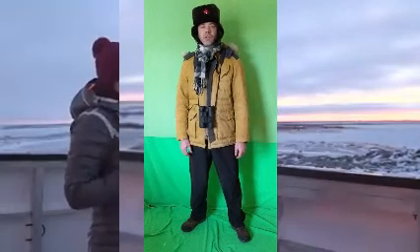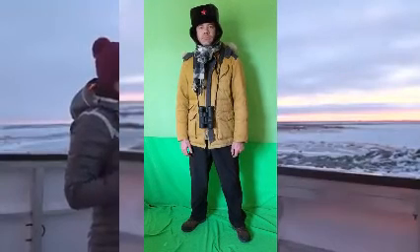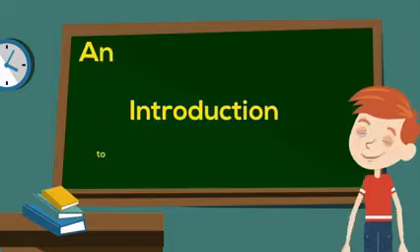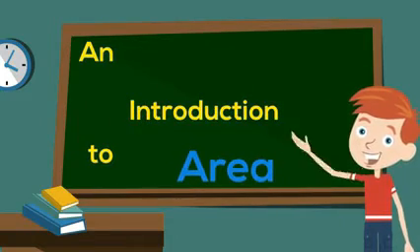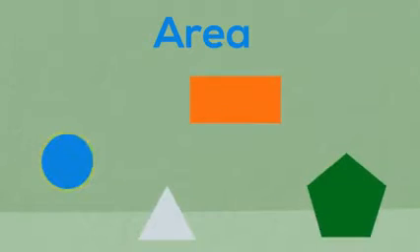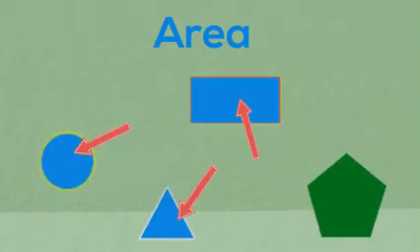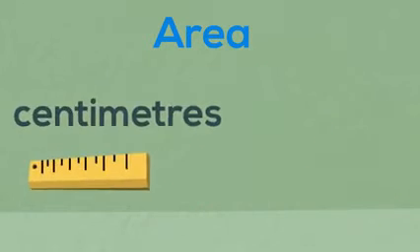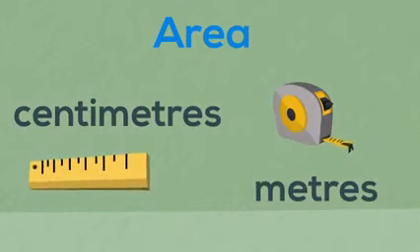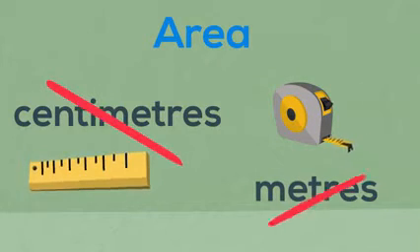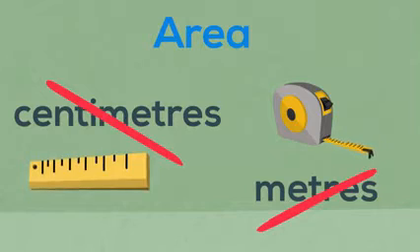Maths today, we're going to be looking at area. An introduction to area. Area is the space inside a 2D shape. We can't use units such as centimetres or metres because they only measure distances in a straight line. So, to measure area, we use squares.